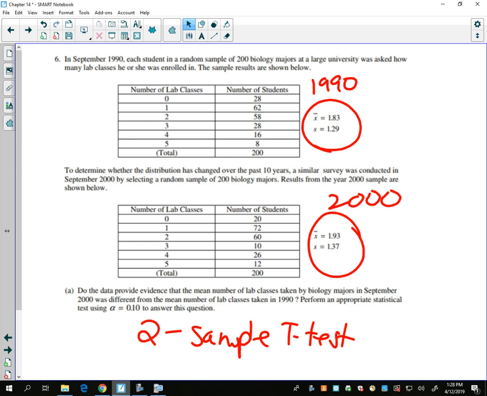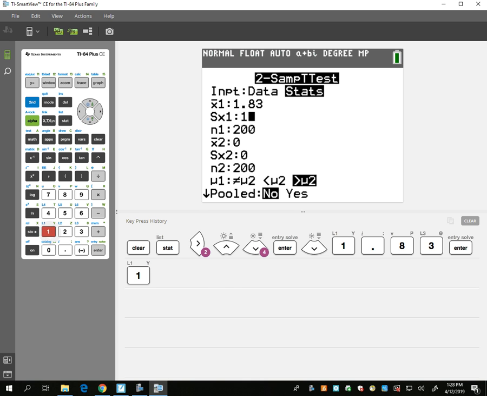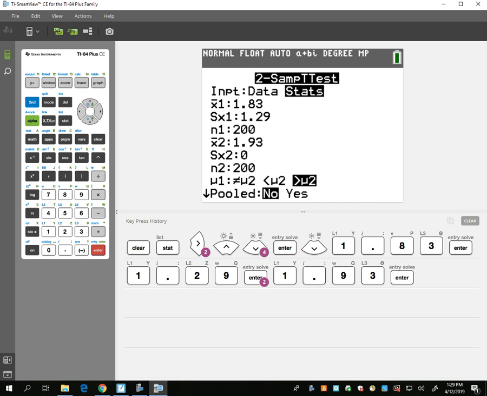So we have the mean number of lab classes in 1990. Let's put in statistics. The mean is 1.83, and the standard deviation is 1.29. And how many total? 200. For the second sample, the mean is 1.93, the standard deviation is 1.37, and n is 200. This would be a two-sided test because you're seeing if they were different.